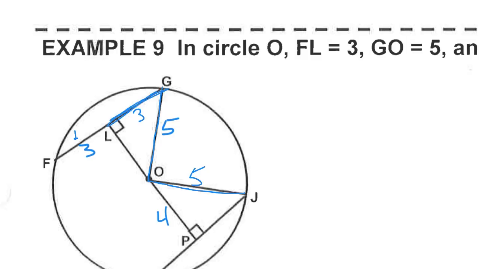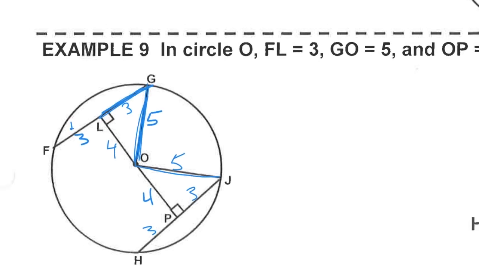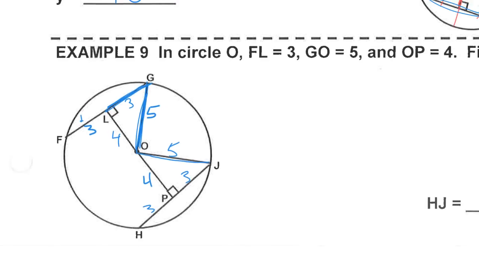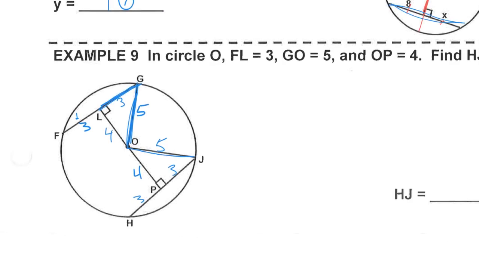If this is 3 and this is 5, Pythagorean Theorem says that's 4, which means this is 3, which means that's 3. So we had a lot of stuff pop up there. I went through it kind of quick, but you can ask me if you want to. And then it asks us how long is it from H to J. Looks like it would be 6.